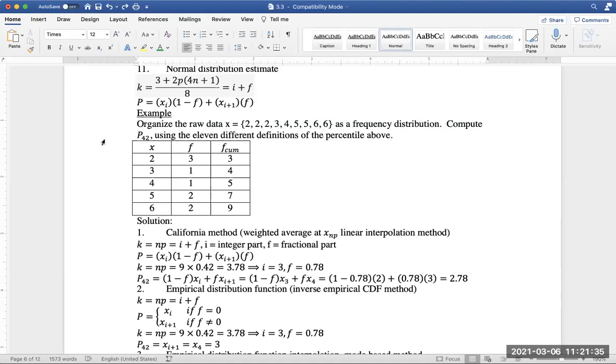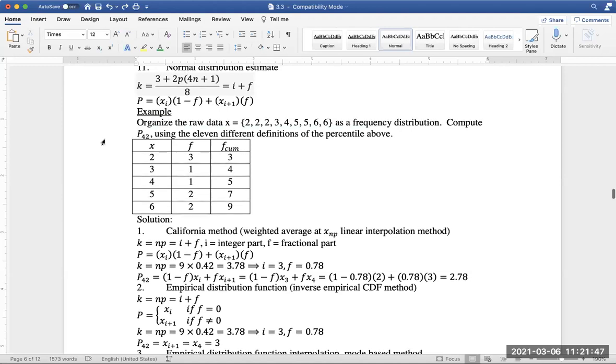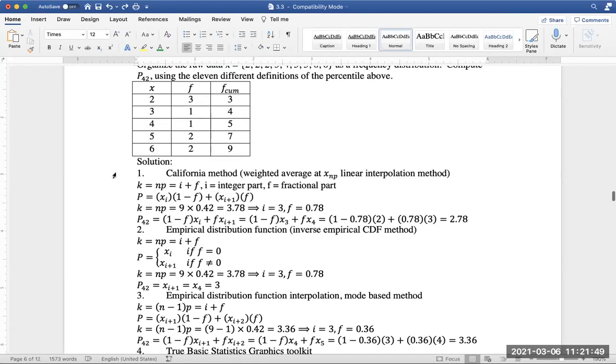So I gave you 11 differing formulas. Compute the percentile using those 11 formulas. So, California method, also called weighted average X sub NP linear interpolation method. K is equal to NP.